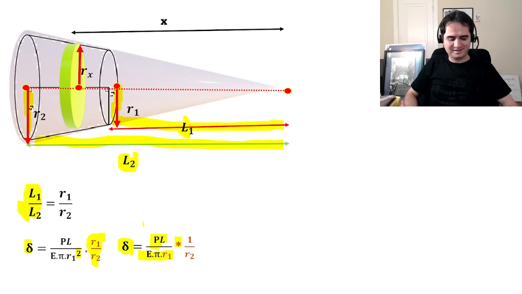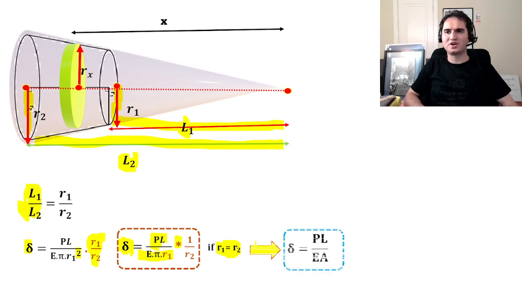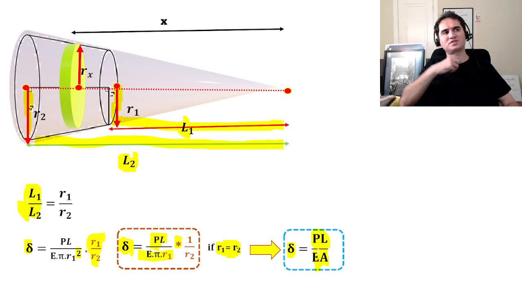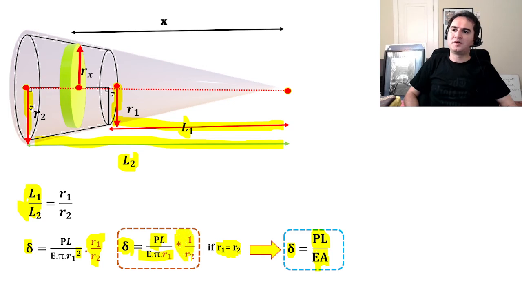That leads us to an interesting result. If R1 is equal to R2, if both radii are equal to each other, that gives us the general equation of axial deformation, delta equals PL over EA, because pi times R1 squared is just the area of the first or last cross-section, which remains the same. If we go with two different radii, that's the equation. And if both are equal, it turns into the original equation of axial deformation. Let's put it into practice to see how that goes.